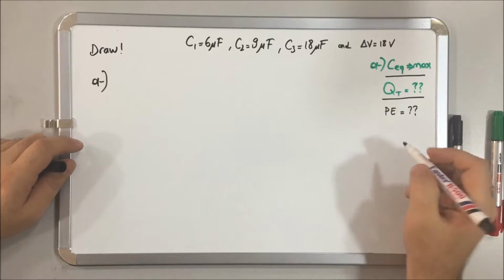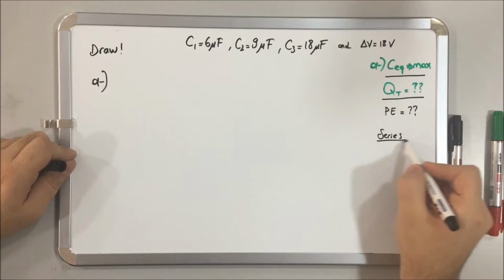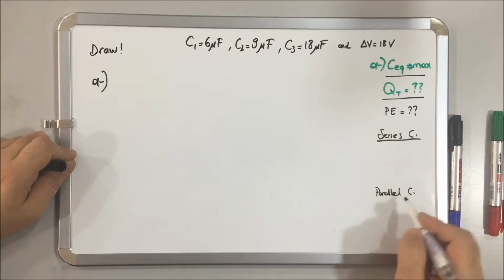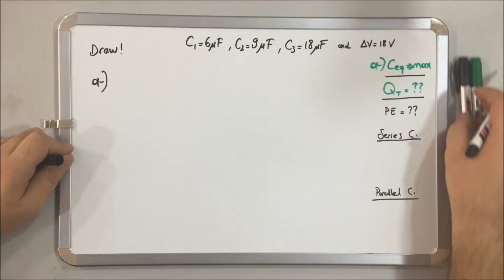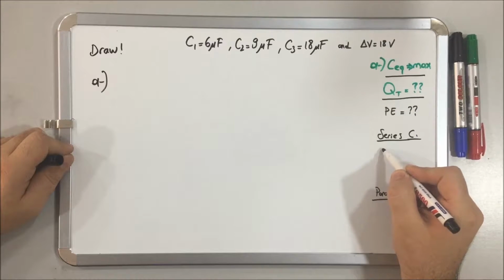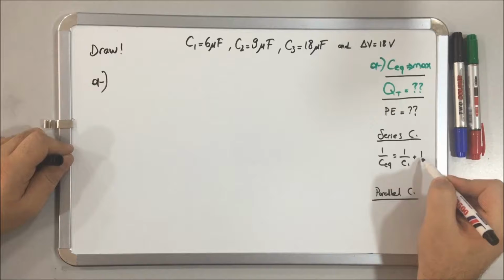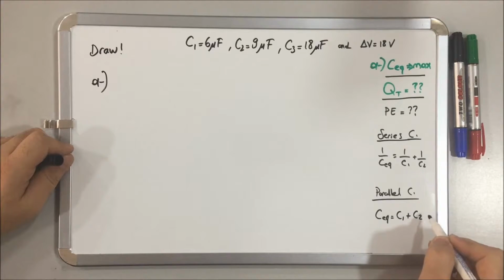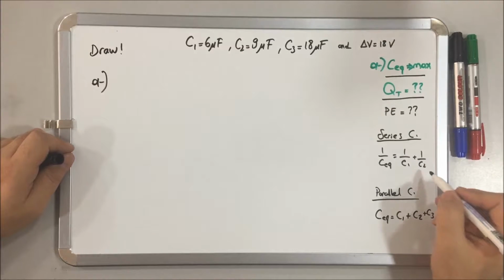For the properties of the series combination and the parallel combination, there is a formula for the equivalent capacitance. For the series combination, 1 over C equivalent is equal to 1 over C1 plus 1 over C2, and if there is a third one, plus 1 over C3. For the parallel combination, C equivalent is equal to C1 plus C2, and if there is a third one, plus C3.